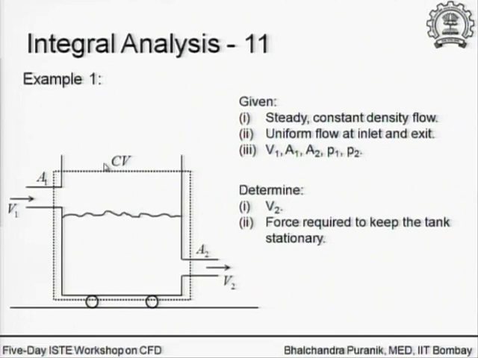So here, what I have drawn is a cart. There is an inlet pipe and then there is an outlet pipe. What is given is that this is a steady, constant density flow. It is also given that the flow is uniform at the inlet and exit, so we don't have to bother about those formal integrations with the area. Even though I am not giving any numbers here, the inlet velocity is given, the inlet area is given, the outlet area is given, the pressures acting on the inlet and the outlet are given, and we are asked to find the exit velocity V2 and the force required to keep the tank stationary.